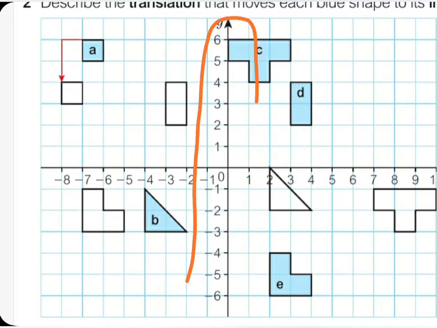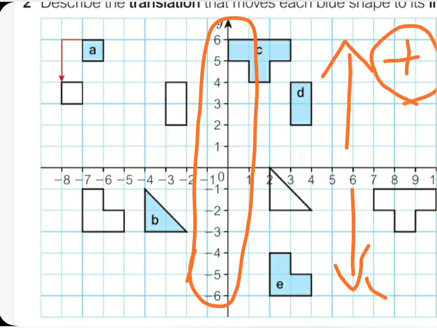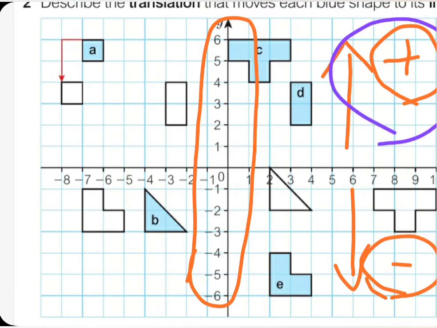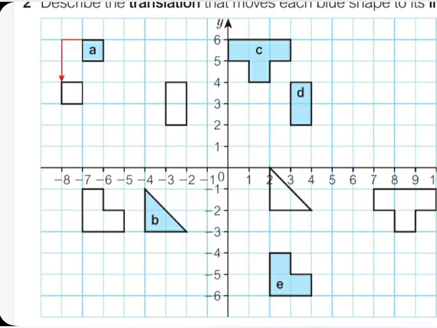Now, the vertical axis, we have 2 kinds of movements. We have this side and this side. This side is positive, and this one is negative. So if you're moving, for example, to this side, the movement is positive. But if you're moving to this side, the movement is negative. Now, to describe more, let me show you an example.